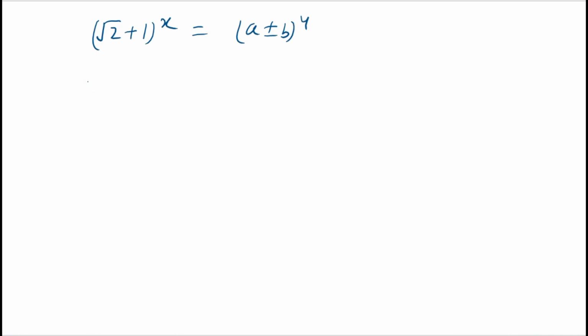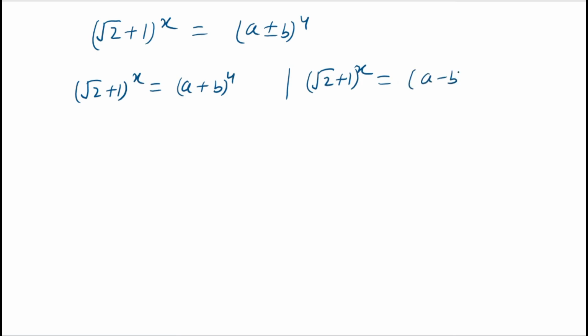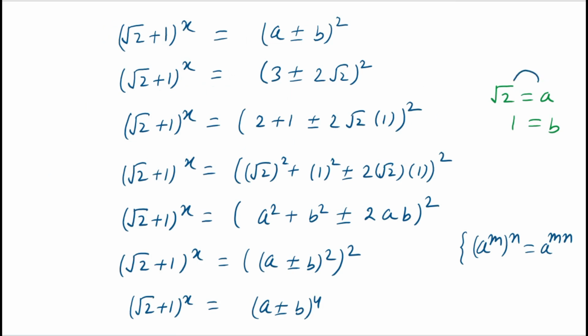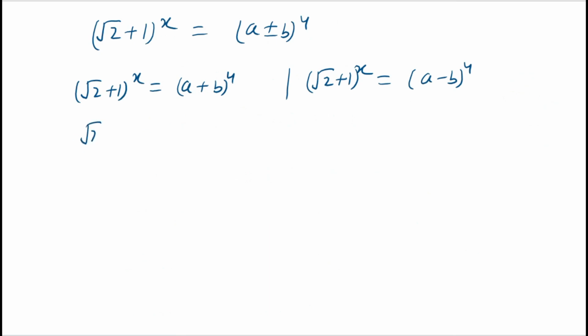Now (√2 + 1)^x equals (a + b)^4, and another case is (√2 + 1)^x equals (a − b)^4. Look carefully, the value of a is √2 and the value of b is 1. So here in right hand side, (√2 + 1)^x equals (√2 + 1)^4.